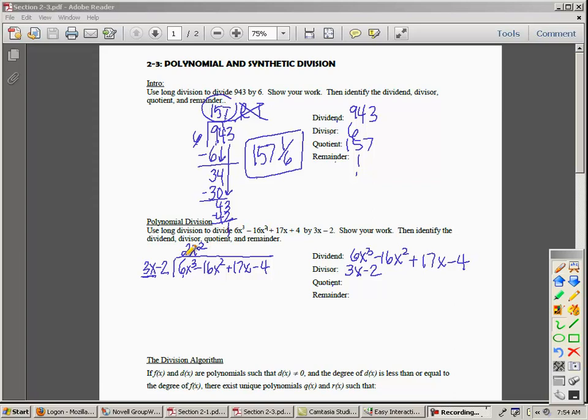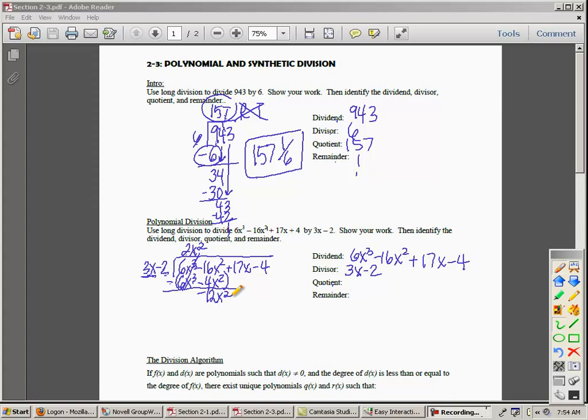So I take this 2x squared and I multiply it now by both of these numbers. So 2x squared times 3x gives 6x cubed, and 2x squared times negative 2 is negative 4x squared. And once I figured out what I did, like I did above, I'd subtract my number. So I'm going to subtract the whole quantity. You should find that the x cubes then cancel out. And then negative 16 minus negative 4 is the same thing as plus 4, so you get negative 12x squared.